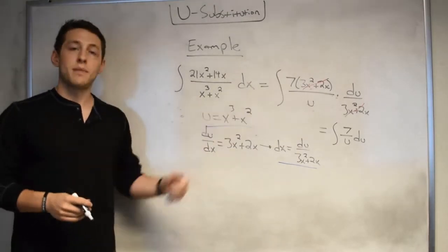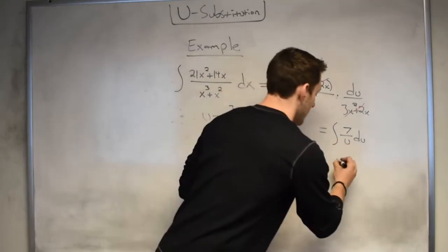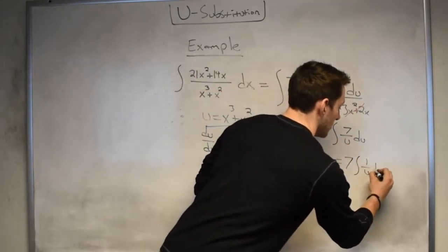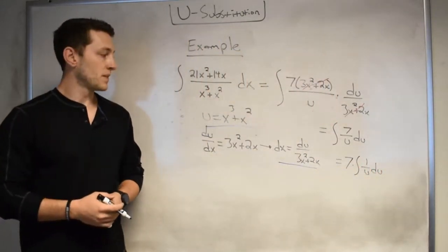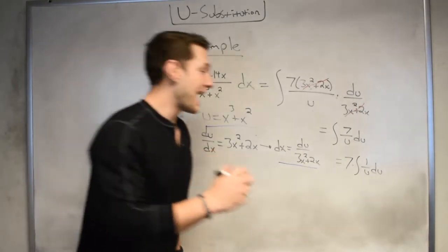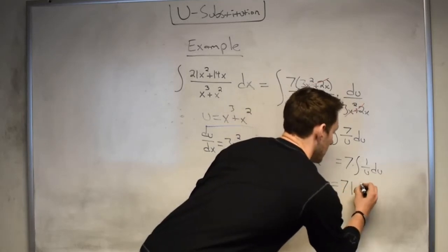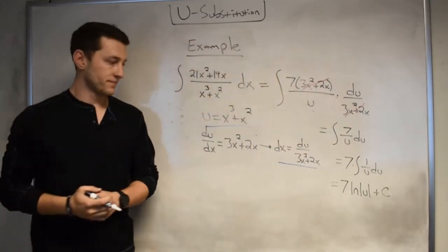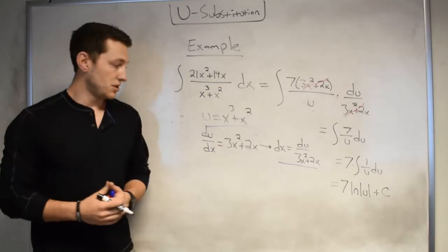Now this one might look a little weird, but remember you can always factor out a constant if you want, and just look at the integral of 1 over u. So 7 times the integral of 1 over u with respect to u. If we're remembering our shortcuts, what did I derive to get 1 over u? It had to be natural log of the absolute value of u plus c.